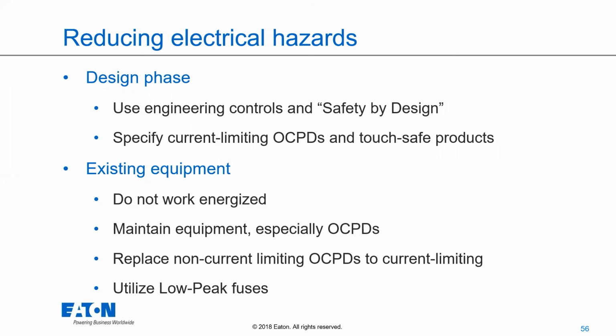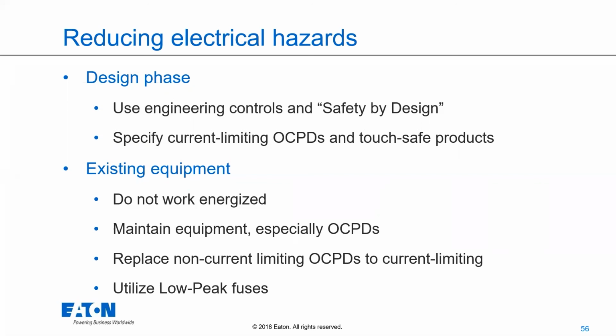For existing equipment, right? Don't work energized. That's usually the easiest one. Maintain your equipment, especially those overcurrent protective devices. Anytime you're putting on PPE based on a calculated level, you are relying on your upstream overcurrent protective device being maintained to work exactly the way it was supposed to when it's installed. So you're putting a lot of trust in that, so you want to maintain it to make sure it does operate that way. And then you want to replace any non-current limiting overcurrent protective devices with current limiting.